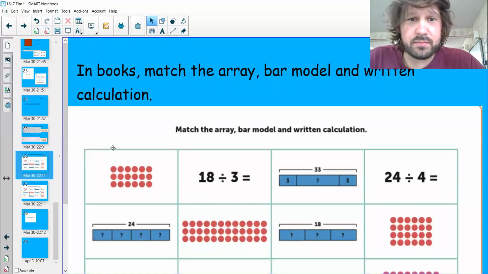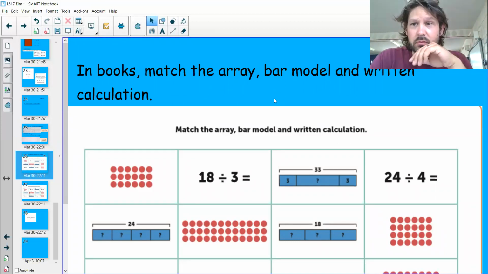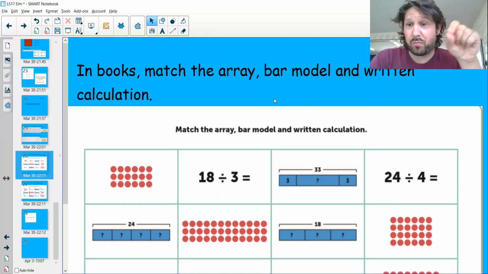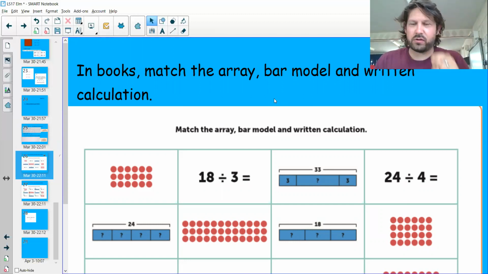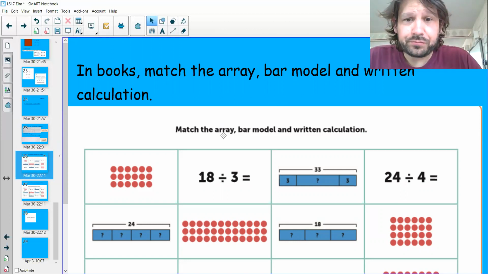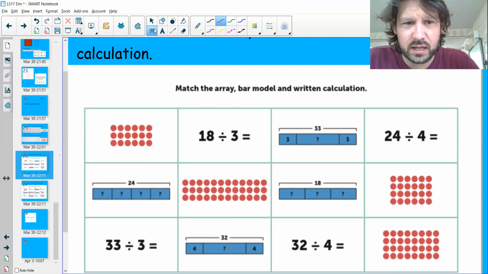Today in books, or rather, I will put this sheet in the description below, and you can print it out. We're going to be matching the array, the bar model, and the written calculation. The first thing that's really important to do is to read it fully. When we look at our symbols, it's very easy to miscount. What I would do first of all, before you do anything else, is count. So 1, 2, 3. This array is 3.